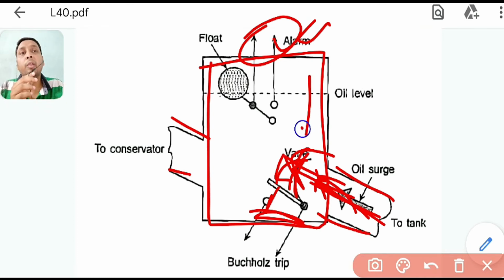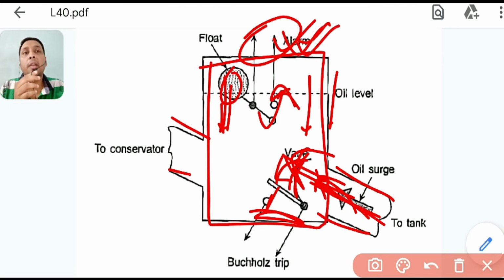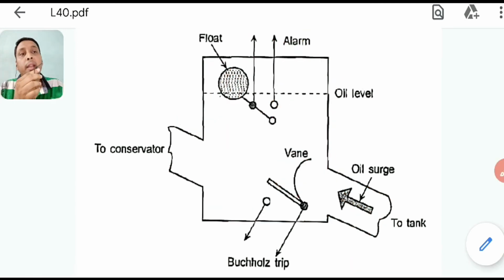If the oil level reduces, then this float will come down. Once it comes down, it will hit the contact, but it is not generally connected to trip. It is connected to the alarm, to give an indication to the operator that your oil level is falling. You do something, not necessarily instantly. You can do it at a later time. You can schedule it. So that's why it is known as an alarm.